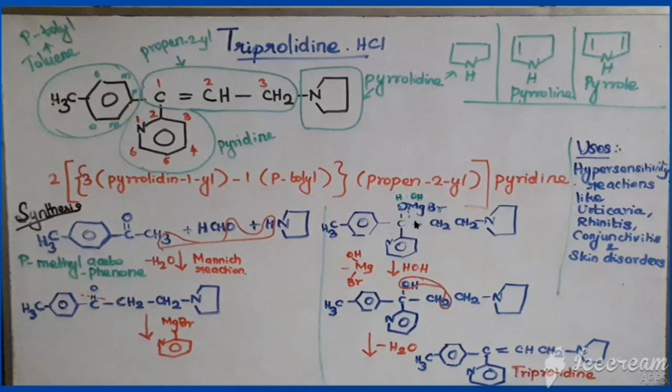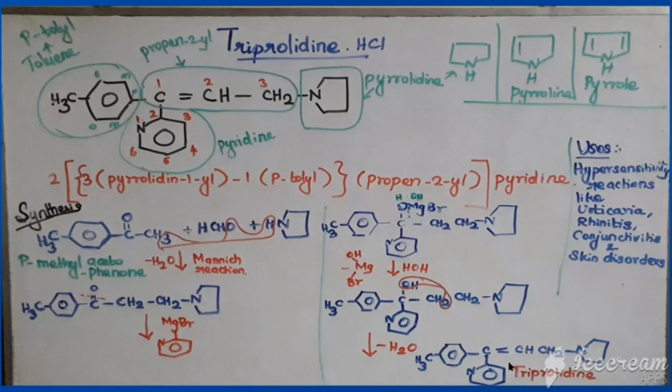Then on hydrolysis, what happens? The bond between oxygen and Mg would be broken. With the oxygen, H should be added. With the Mg, OH should be added. So MgOHBr is removed as a byproduct. So we are getting only OH with the carbon. Again, there may be dehydration. On dehydration, what happens? This OH combines with H from CH2, and that is removed as water. To satisfy the valence of this carbon and this carbon, there will be a double bond. That's why we are getting triprolidine.